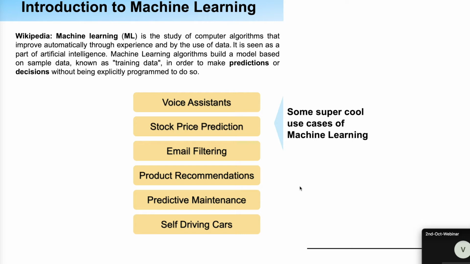Some of you have probably got an idea about what machine learning is, but maybe not all of you have got a fair idea. So we start with a bit of use case understanding and understanding of what is machine learning in a broad sense. Machine learning is the study of computer algorithms that improve automatically through experience and by use of data. It is seen as part of artificial intelligence. Machine learning algorithms build a model based on sample data known as training data in order to make predictions or decisions. So what does it mean?